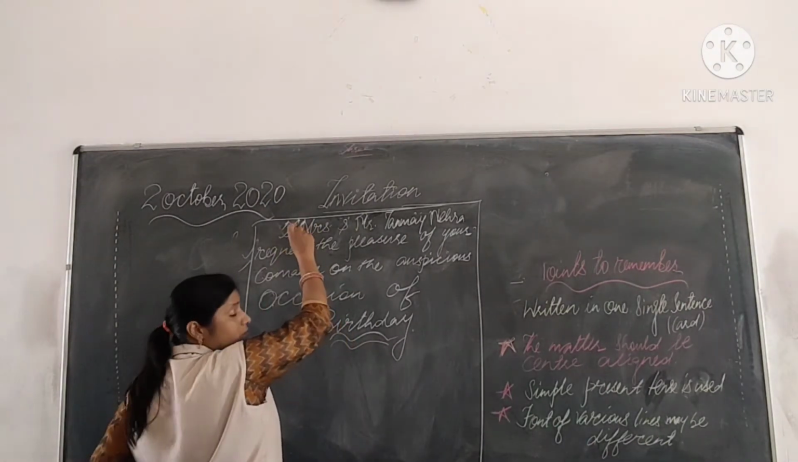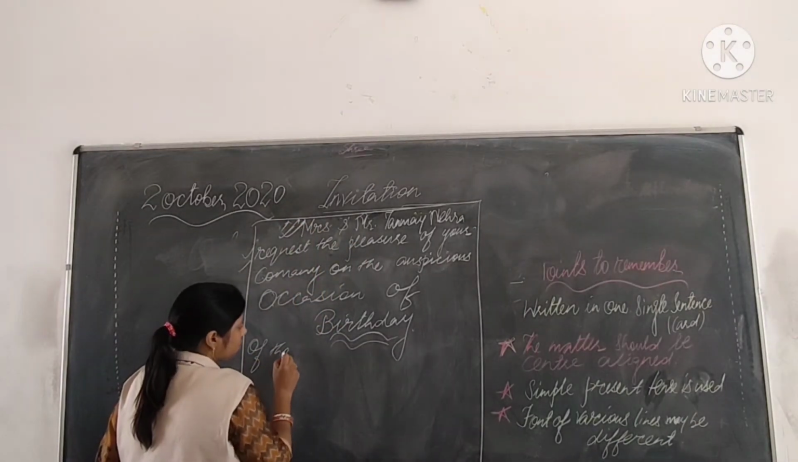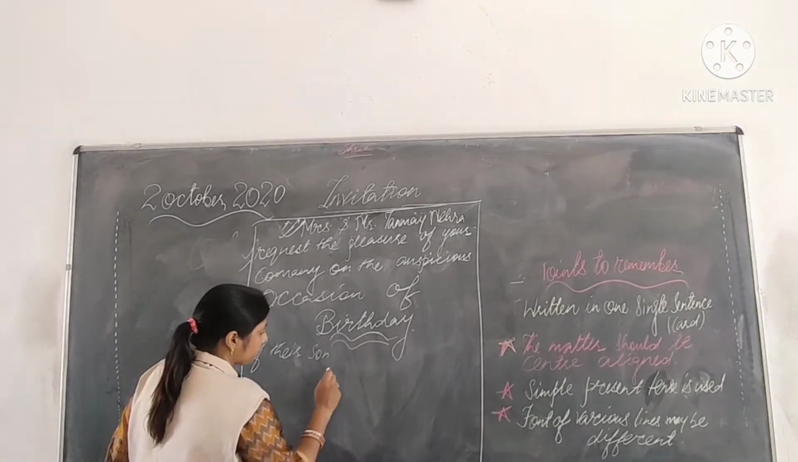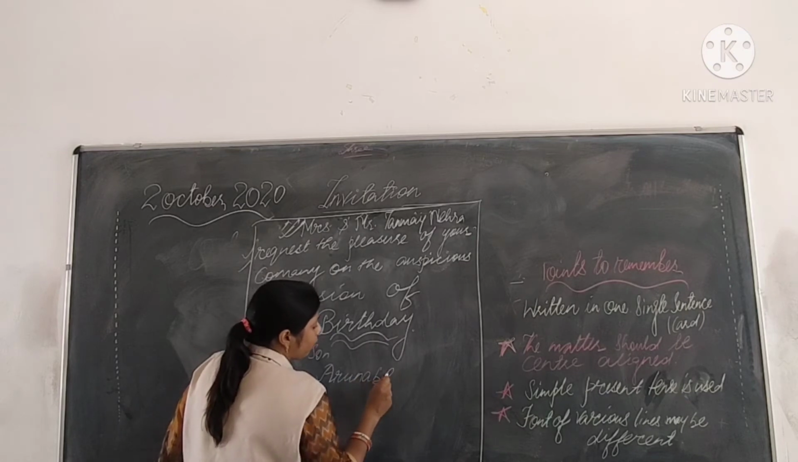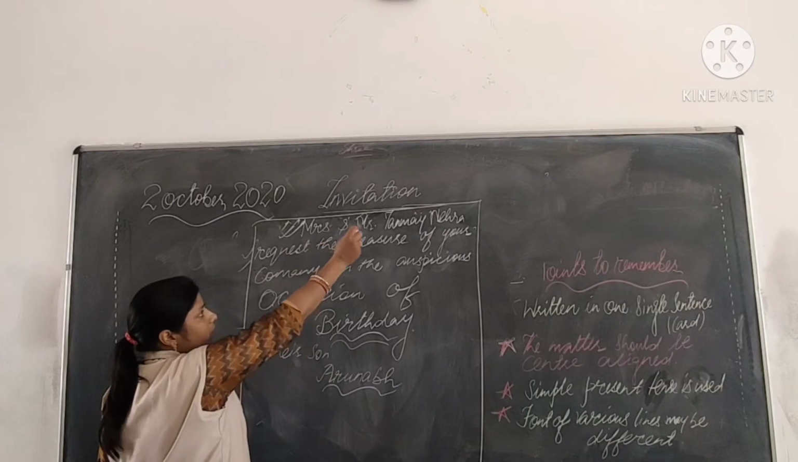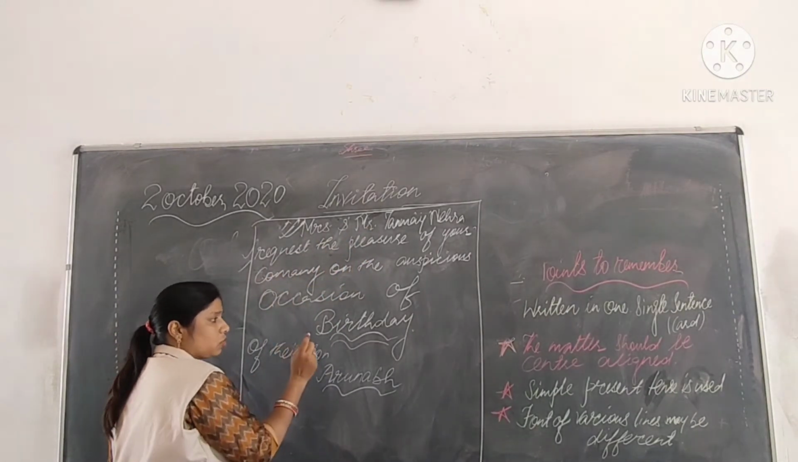Mrs. and Mr. Tanmay Nehra's son, of their son Arunab, whatever, okay, Arunab. Mrs. and Mr. Tanmay Mehra request the pleasure of your company on the auspicious occasion of the birthday.